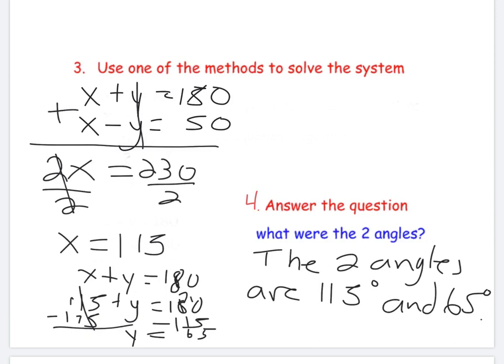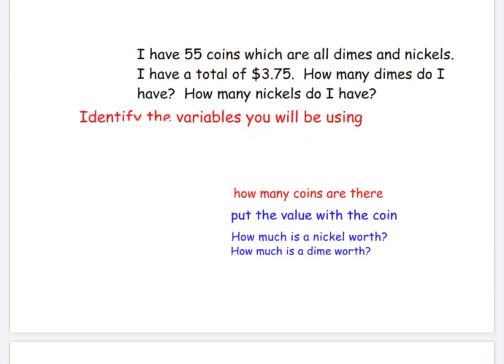So 4 steps when using a system of equations to solve a problem. Step 1, identify and define your variables. Step 2, write the equations for your system. Step 3, solve the system. And step 4, answer the question. Let's take a look at one more example.